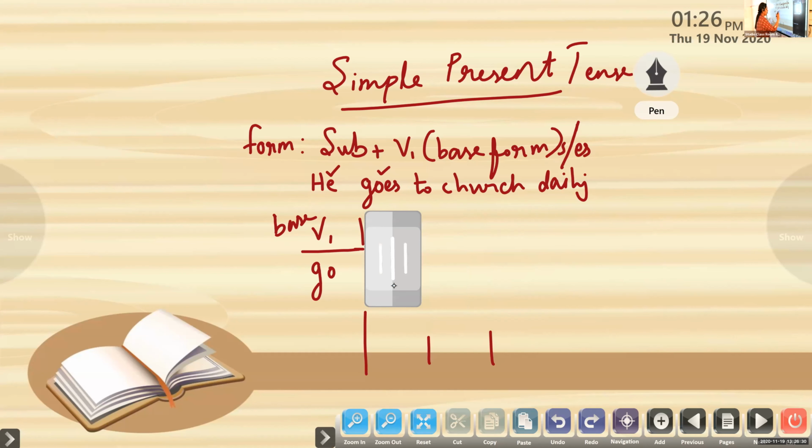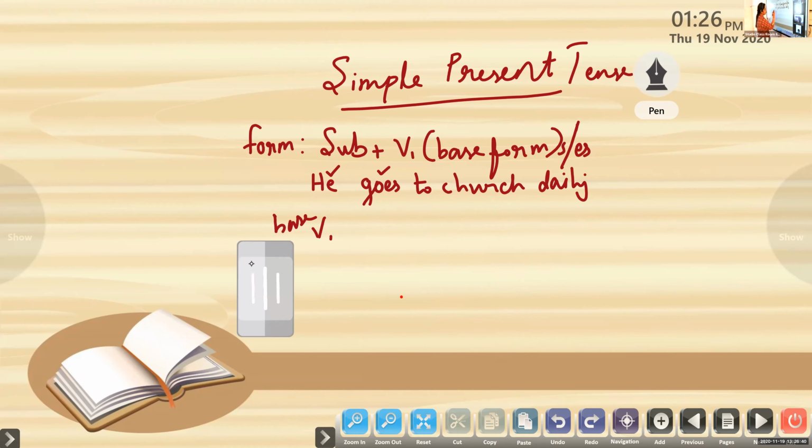So forget about all these things. You have to look at the first one only. Go, swim. There is no ed, there is no ing with this. Just the plain form of the verb. That is V1. Hope that V1 is clear to you. So what is V1? The base form of the verb. How to form a sentence in simple present? There should be a subject and the V1 form with s or es or without that.